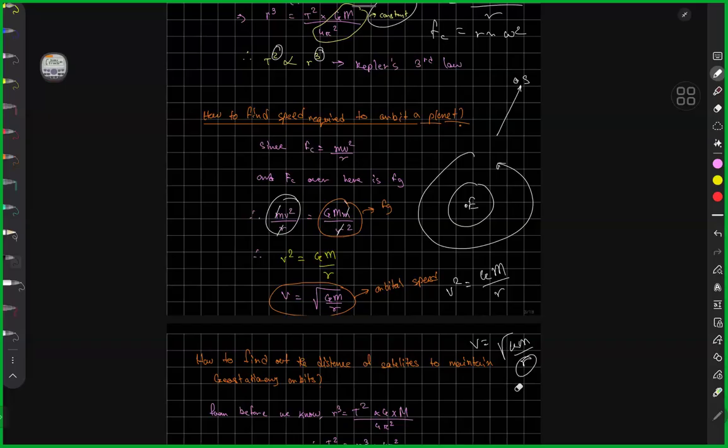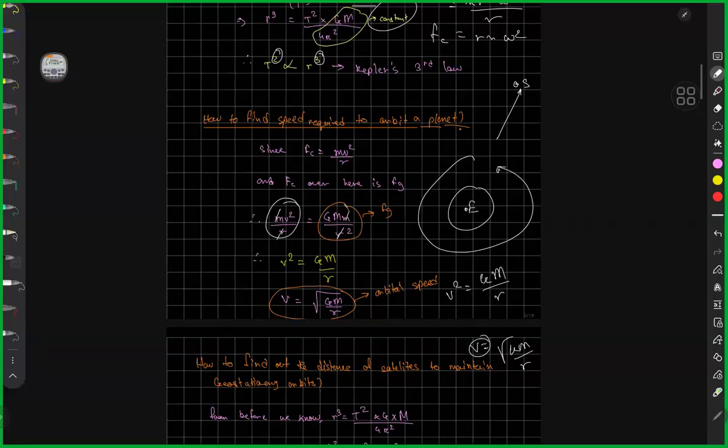Now, one thing to notice over here. The small mass does not matter, or the mass of the satellite does not matter. If my satellite's mass is 1 ton or 1,000 ton or 10 grams, if I give it the right orbital velocity, it will orbit around Earth. Does not matter how heavy it is.